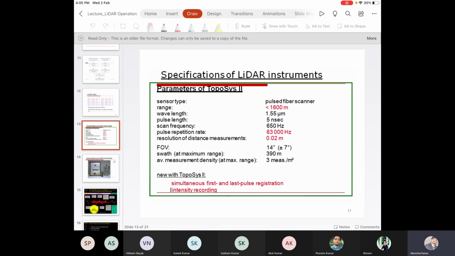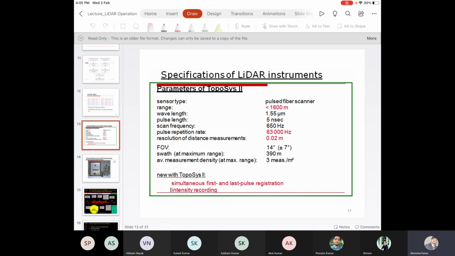Sensor type, just see the parameters. These are the important parameters, and we have been doing our discussion with reference to these parameters, on the basis of quality of data that we obtain. So sensor type, it's a pulsed fiber scanner, so a pulse laser beam is being used. The range is less than 1,600 meter, so the maximum range that can be covered is 1.6 kilometer. The wavelength is 1.55 micrometer, in the near infrared band. The pulse length, the TP we are talking about, is 5 nanosecond.